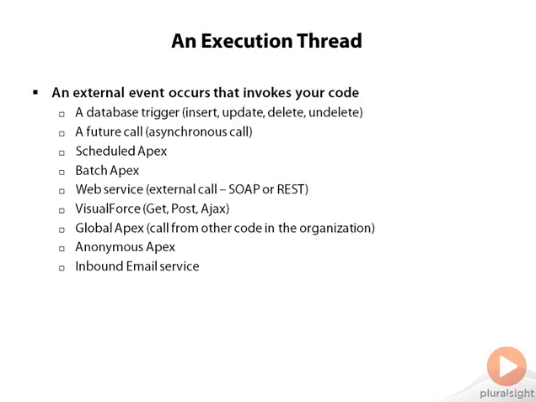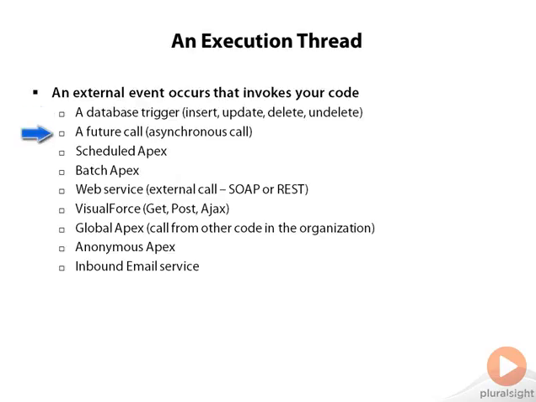An execution context begins when an external event occurs. Different kinds of external events can create different types of execution contexts, which have different limits and different capabilities. The most common events that can launch execution contexts are shown here. You have a database trigger. That's an insert, update, delete, or undelete trigger. These can be both before and after database commits on both standard and custom objects.